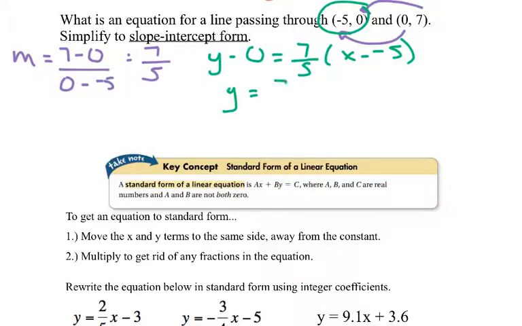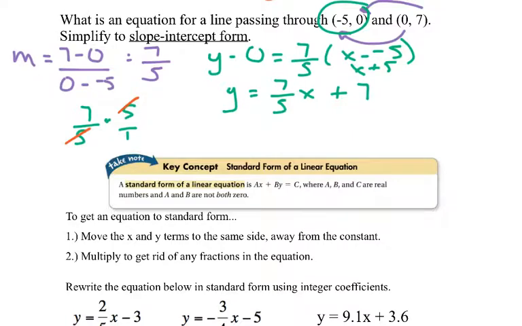Distributing our 7/5, we'd get 7/5 times x, so mx, and then we have 7/5 times the 5. Remember, again, subtracting a negative is adding, so this is really x plus 5. When we distribute, we've got 7/5 x plus, and if you remember multiplying 7/5 times 5, our 5s would cancel out, and we're going to get a 7. So our y-intercept would be 7.